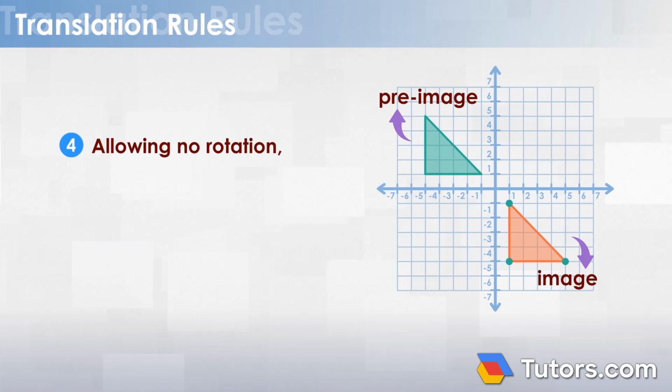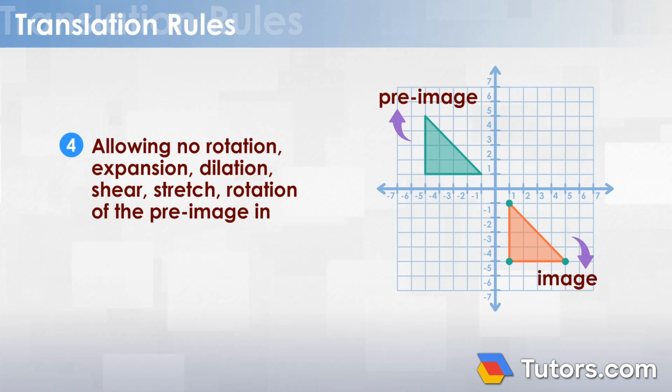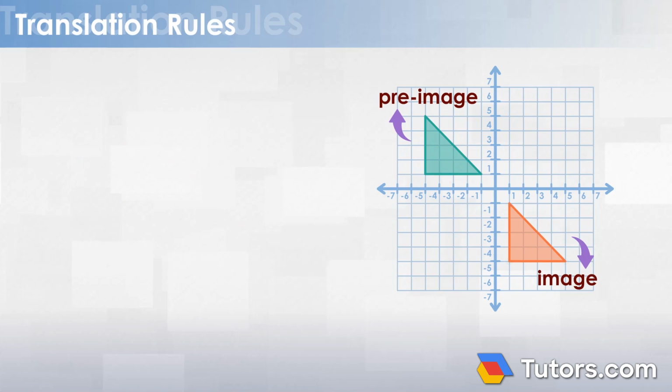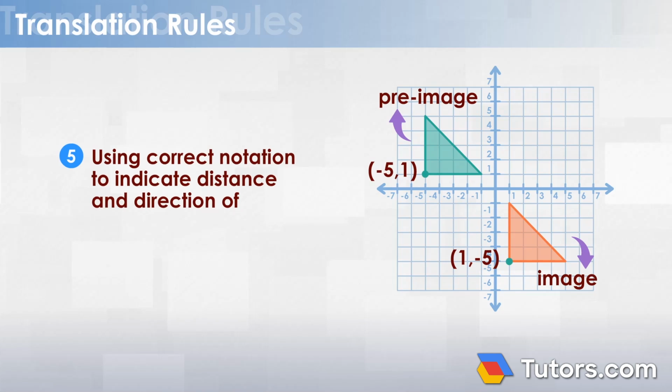4. Allowing no rotation, expansion, dilation, shear, or stretch of the pre-image in placing the image. 5. Using correct notation to indicate distance and direction of the translation.